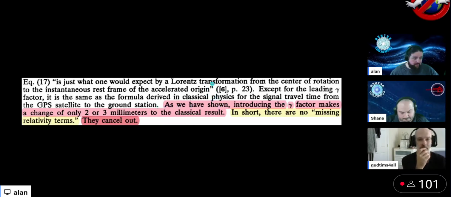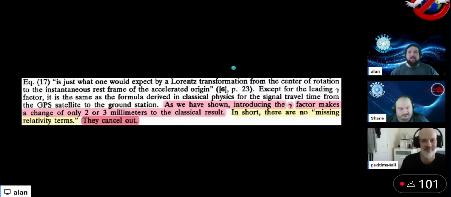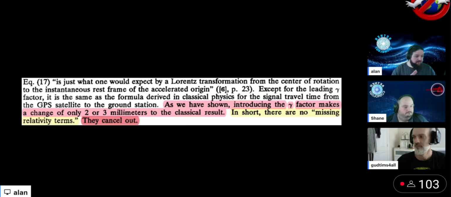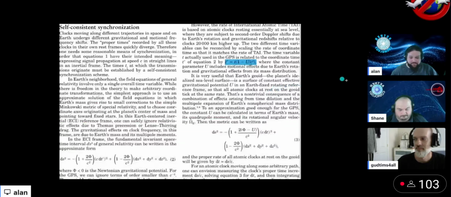And then from that engineering overview, this is where he talks about, as we have shown, whenever the math for the general and special predictions, introducing the gamma factor makes only a change of 2 millimeters to the classical result. In short, there are no missing relativity terms. They cancel out. Oh, isn't that convenient? Cancels out in the Sagnac, and the linear Sagnac effect cancels out in GPS. In the most extreme case, if we took their velocities at face value, right, and we didn't introduce any sort of scale invariance to make it more palatable, their relativistic effects are completely negligible.